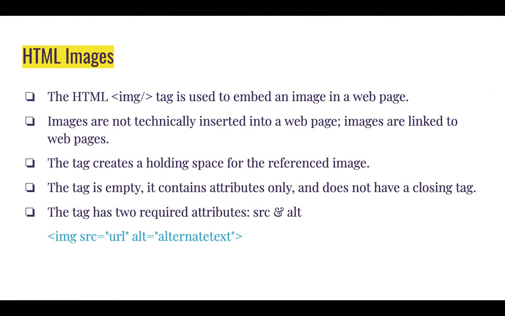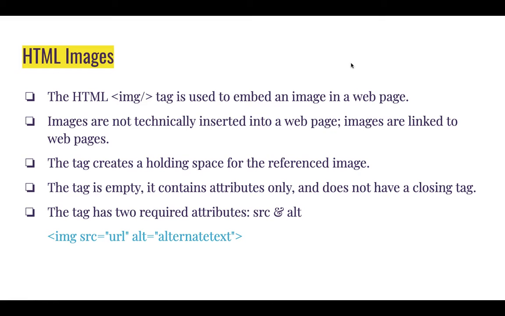The HTML img tag is used to embed an image in a web page. Images are not technically inserted into a web page. Rather, images are linked to web pages. So the img tag has two required attributes, which are the src and the alt attributes.